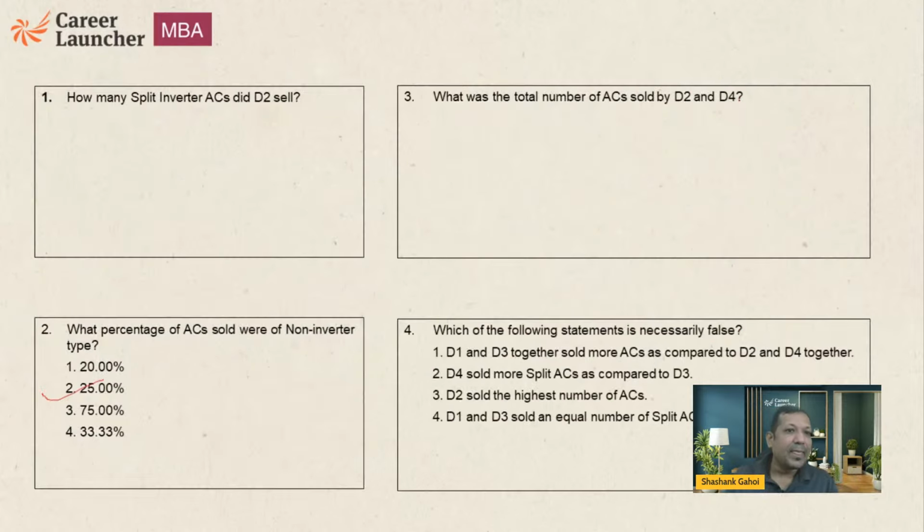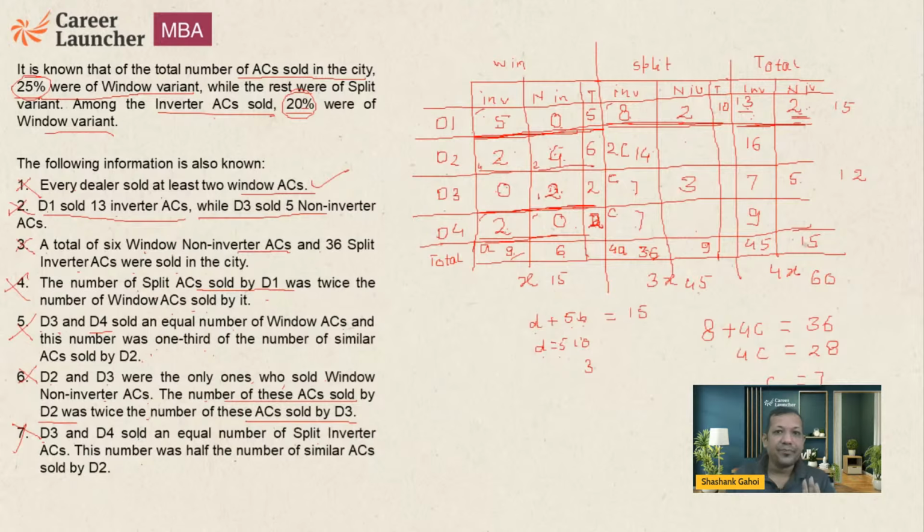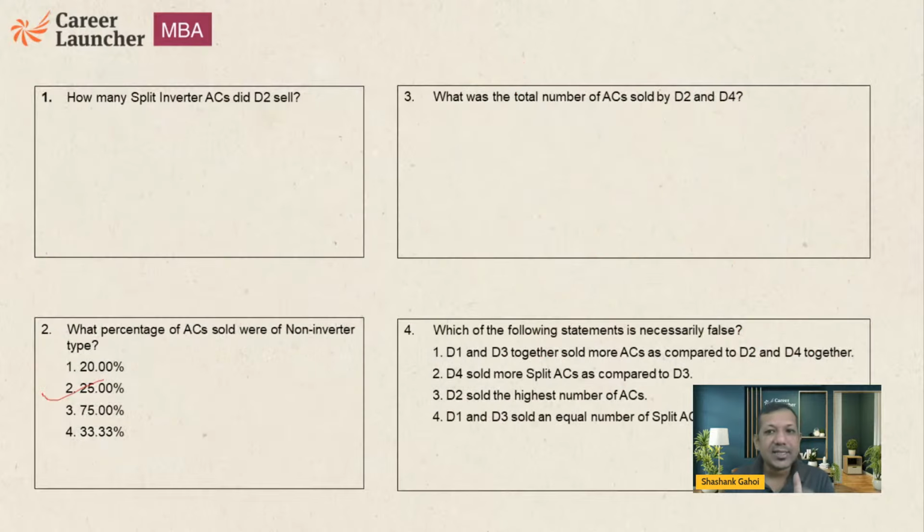Now let's see. How many split inverter ACs did D2 sell? Split inverter ACs. Am I getting the answer? Yes, the answer is 14.